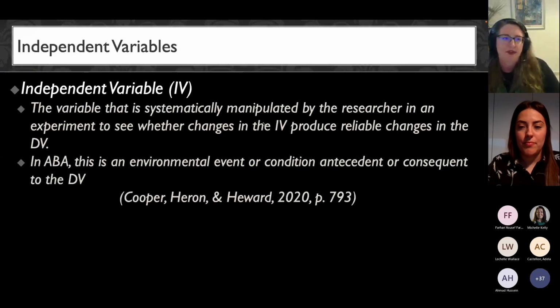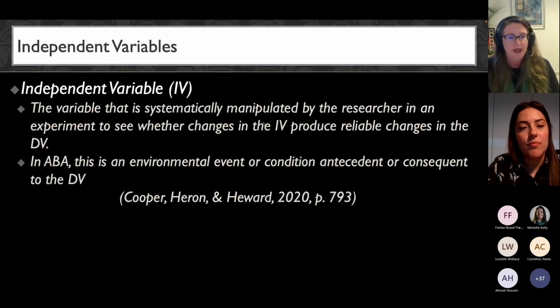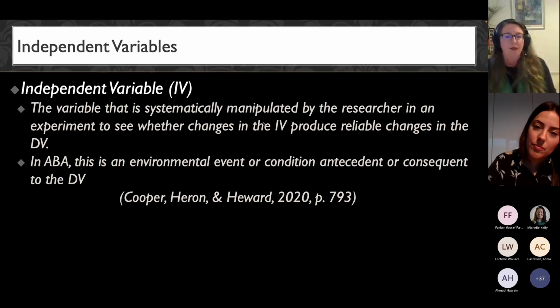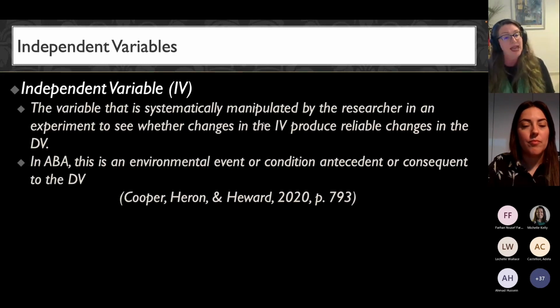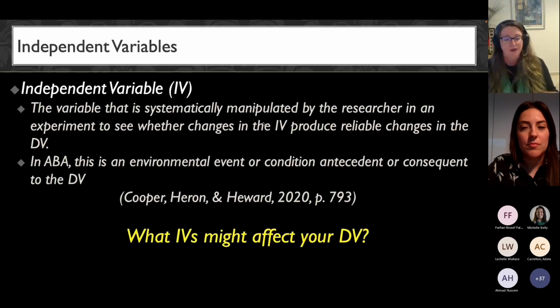So then to write our research questions, we need to think about independent variables. So this is what we systematically manipulate to see whether it results in a change in the DV. So in ABA, this is an environmental event, something that happens before or after the DV. So even if you didn't tell us in the chat, what IVs might affect your DV?